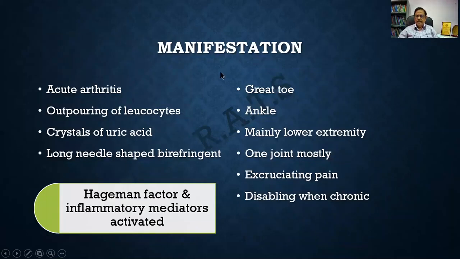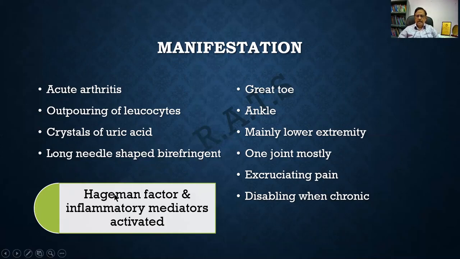The manifestations of gout. There is an acute arthritis, severe, unbearable pain. There is outpouring of the leukocytes. When you study under the microscope, a lot of neutrophils will be there. And these are all because of the crystals of monosodium urate. The leukocytes are attracted towards it. These crystals are long, needle-shaped, birefringent. And when you see it in an H&E, they are non-staining. They appear plain.